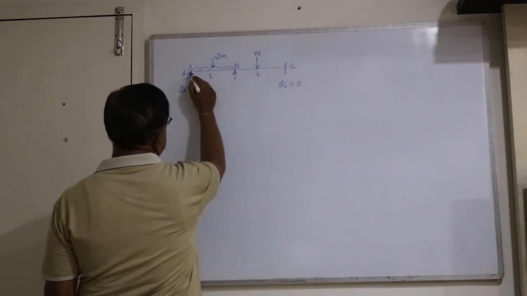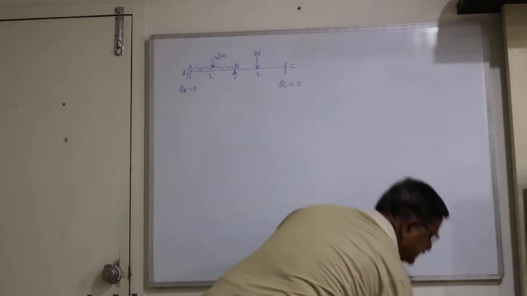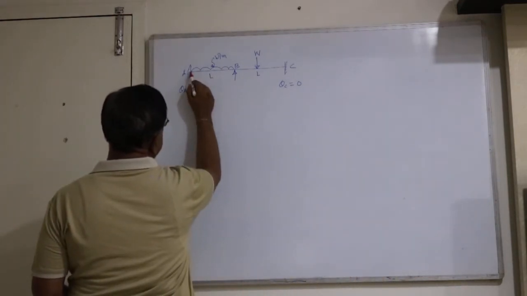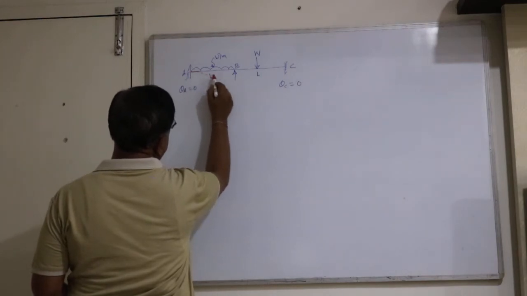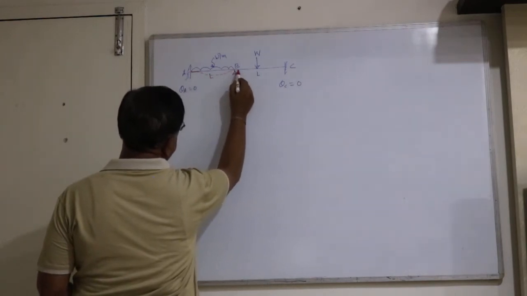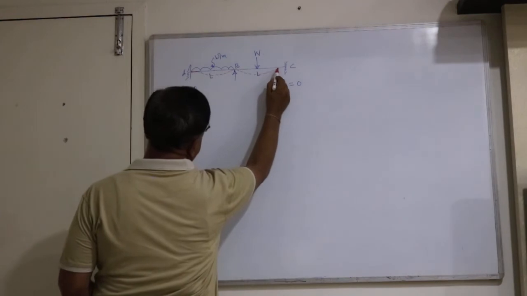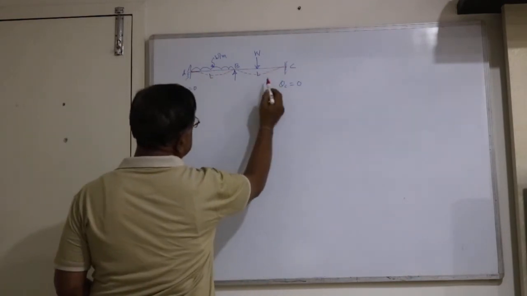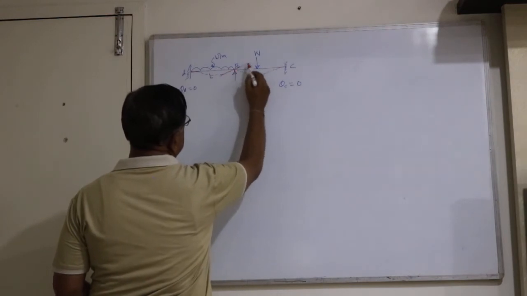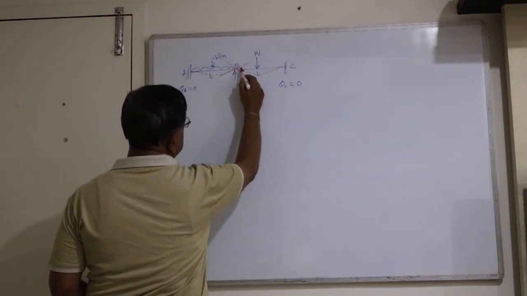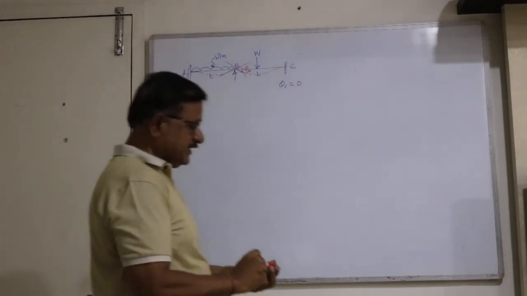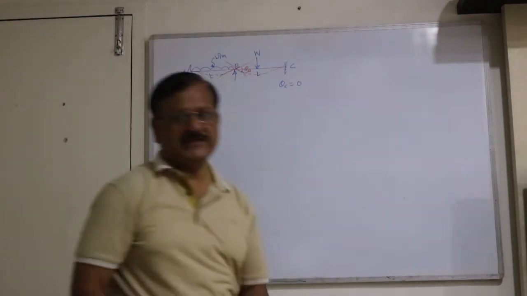Because if you draw a deflected shape, the deflected shape will be like this. If you draw the tangent to the deformed shape, here the tangent is horizontal, here the tangent is horizontal, but here you will get a tangent. Means you will have an unknown theta B.